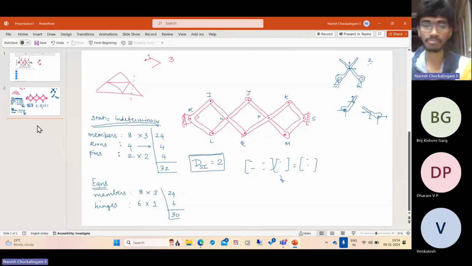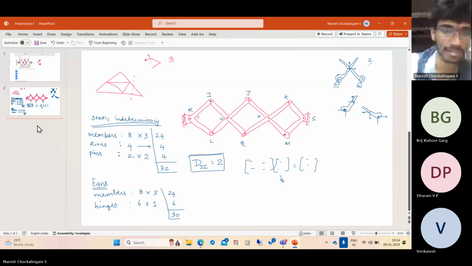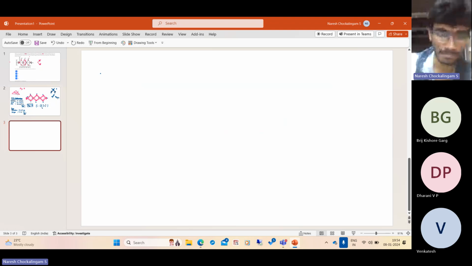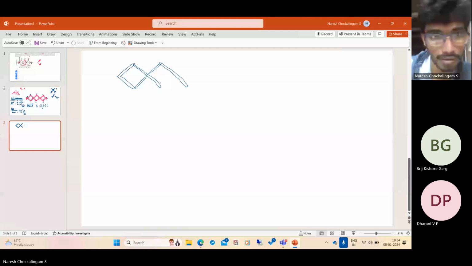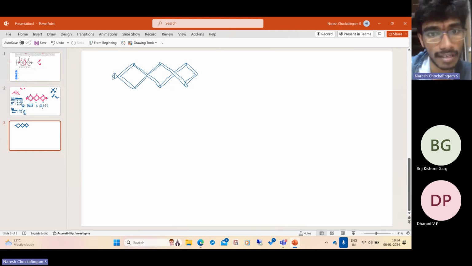So let us see what are the different things we can do to simplify such a problem in structural analysis. Right. So in this problem, let me redraw this with the forces. We have something like this. Right. So we have a hinge. We have a hinge support. So this is the difference.